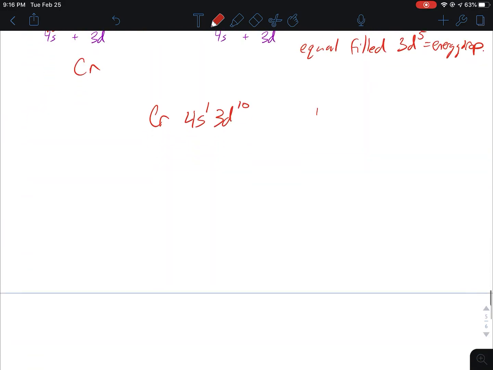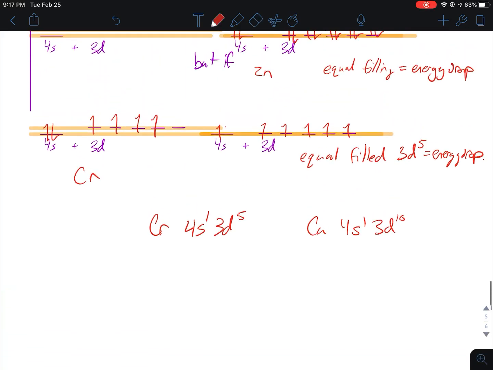Copper, I believe, is the other one. Yeah, copper will be 4s1 3d10. Sorry, 3d5. 3d5. Right, so this is 5, 1, this is 2, 4.